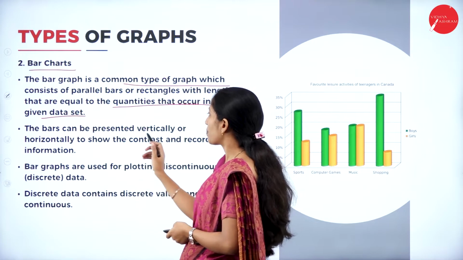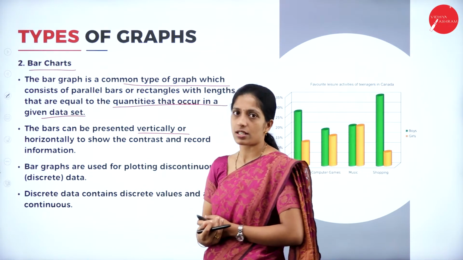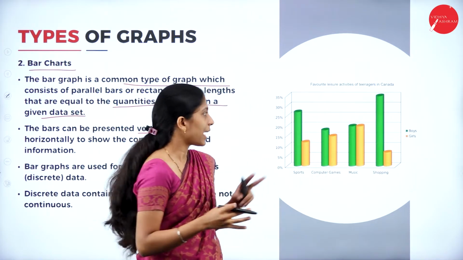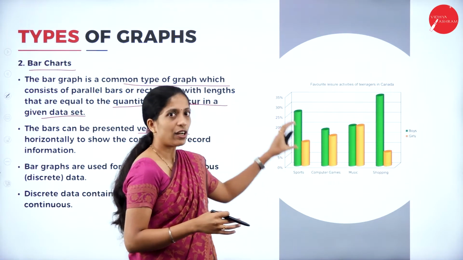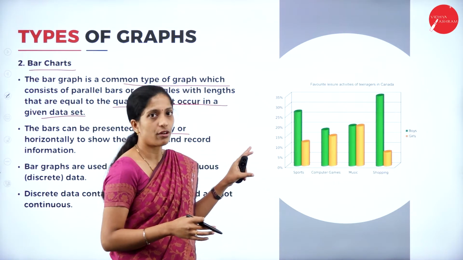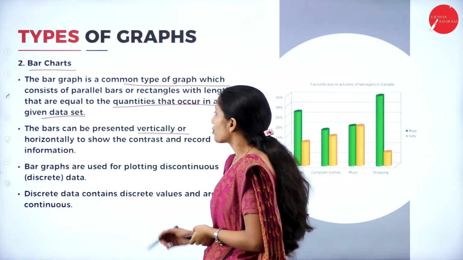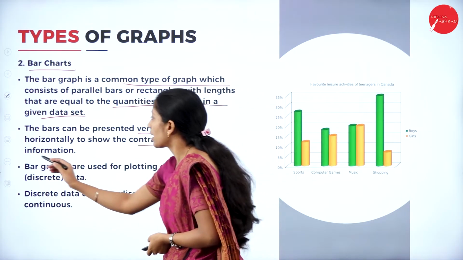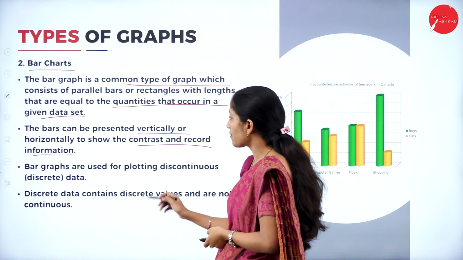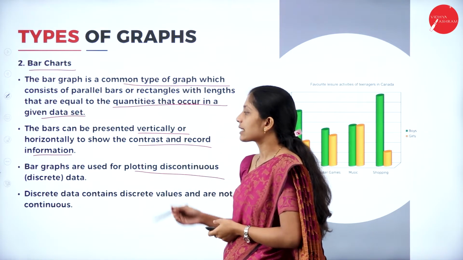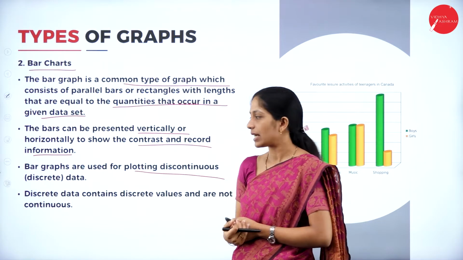The bars can be represented vertically or horizontally. So here the bar can be represented either horizontally or vertically. To show the contrast as well as record information, bar graphs are used for plotting discontinuous or discrete data.